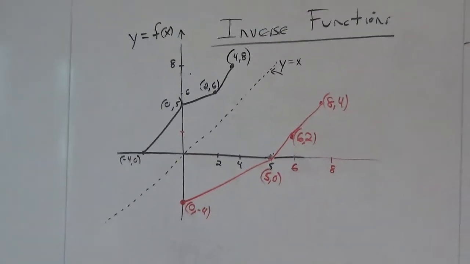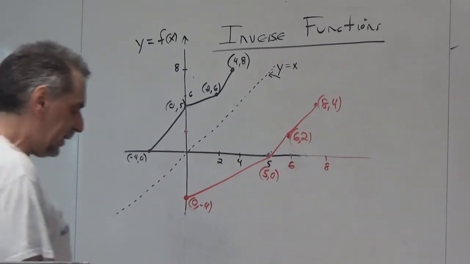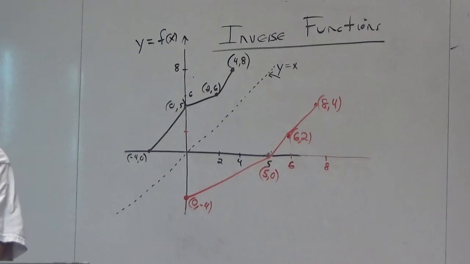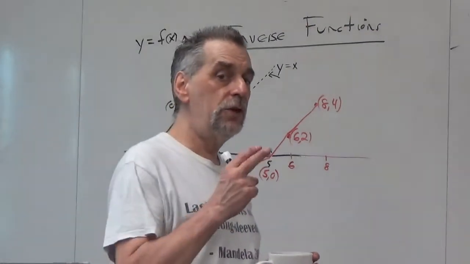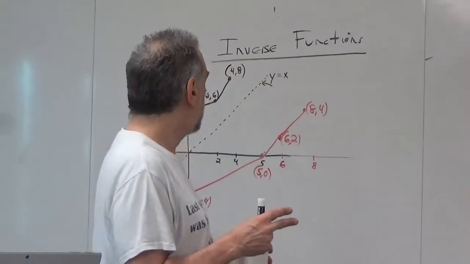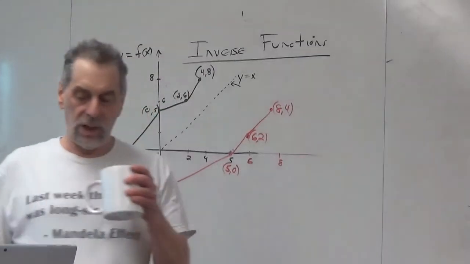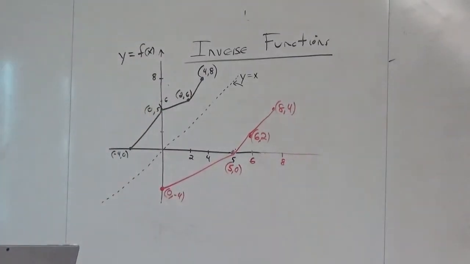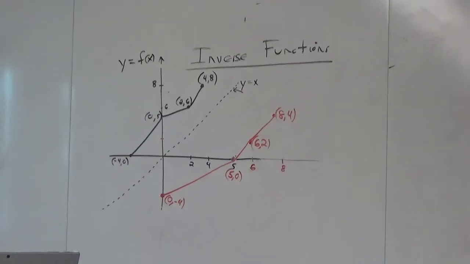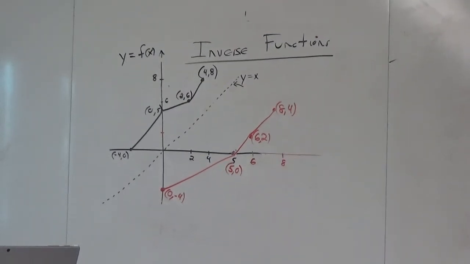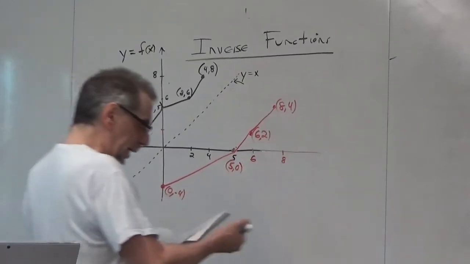So what we want to be able to do in this section is a couple of things. We want to determine whether two functions are inverses of one another, and we want to be able to find the inverse of one given function. So let's look at the first case first. We look at number 4 on page 309.